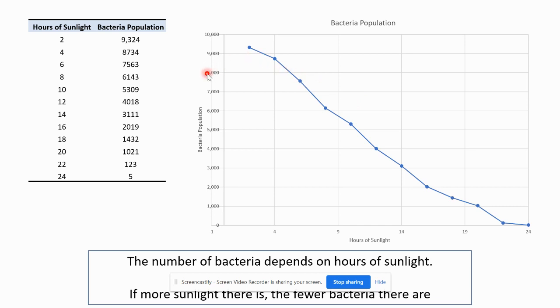So if there are a ton of bacteria, because up here there's more than 9,000 bacteria, that is because there is no sunlight. And then if you follow the line down, you can see over here at the end where there is a ton of sunlight, 24 hours of sunlight to be precise, then there is almost no bacteria. So a conclusion we might reach is when there is 24 hours of sunlight, there is no bacteria.